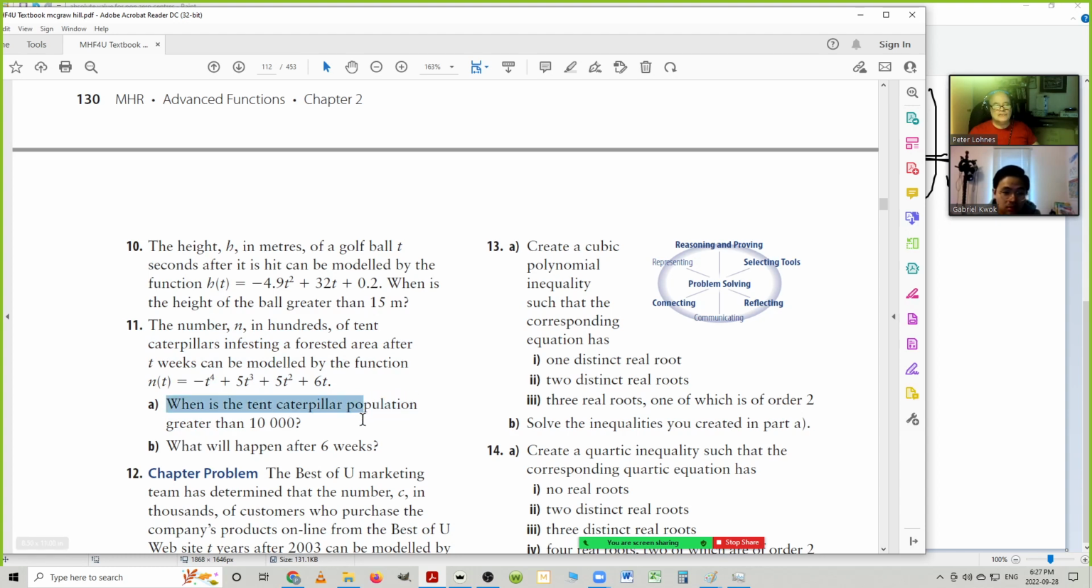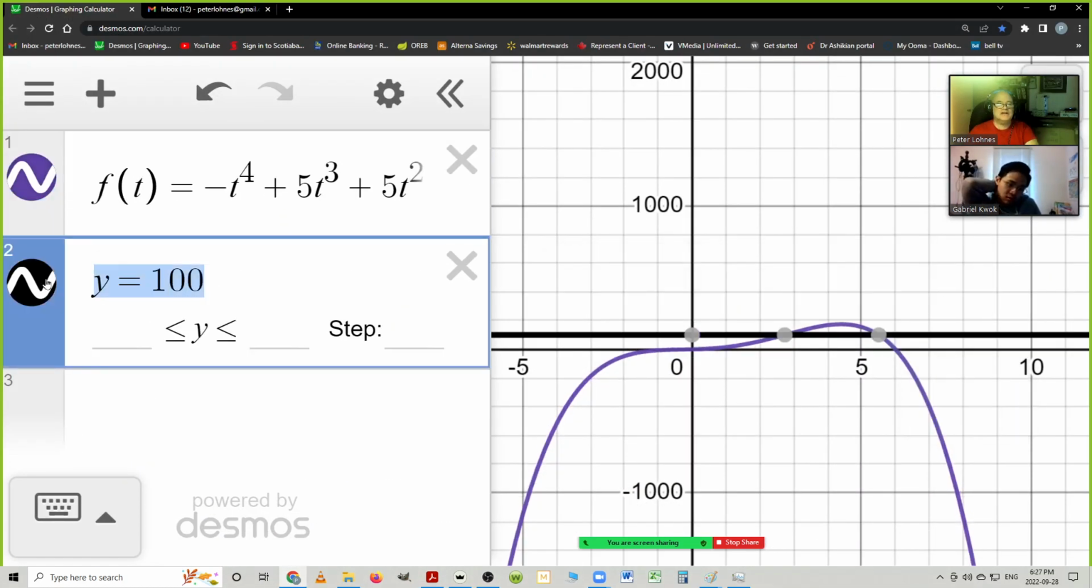Well, I think you're supposed to use a graphing technology for that. What will happen after 6 weeks? So we just sub in 6 for t, and we see what happens exactly at f of 6, right?